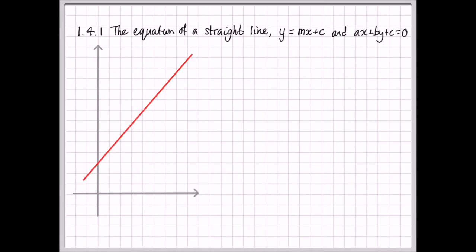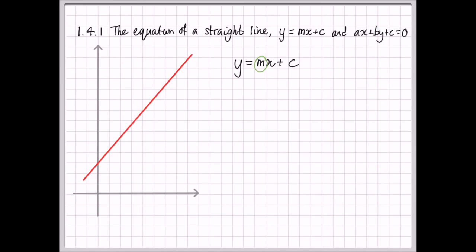In the first part of the lecture, we'll have a look at two different representations of a straight line using the equations y equals mx plus c and ax plus by plus c is equal to 0. Of the two representations, y equals mx plus c is probably the easiest to use and the most convenient in terms of the information that it gives us about the appearance of the graph.